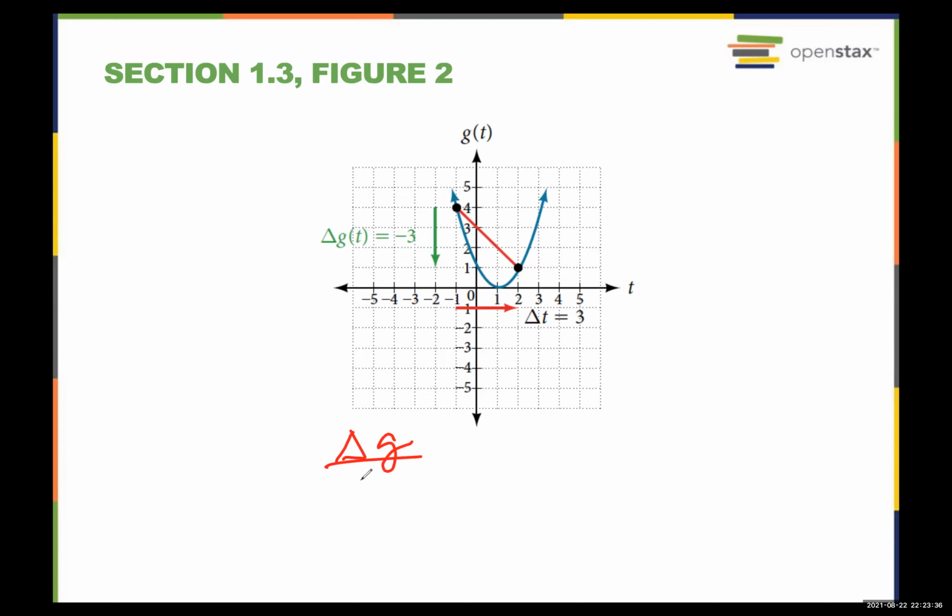So change in g over the change in t. Here the change in g is -3, and the change in t is +3. So that's why this is equal to -1.